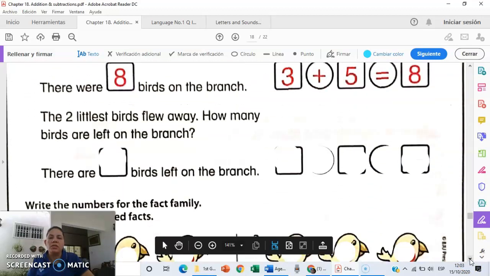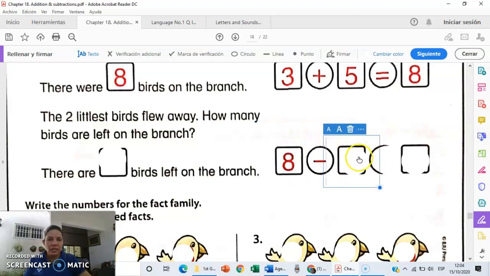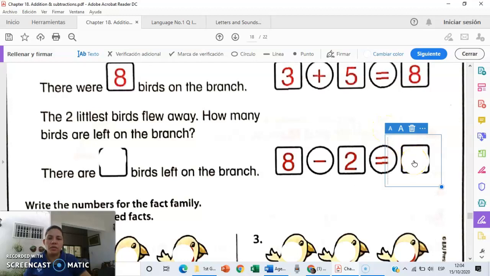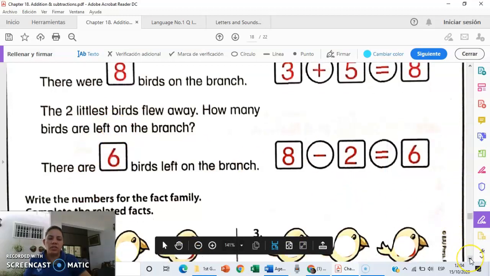There are 8 birds on the branch. Okay. So now 2 little birds flew away. So you got 8, and then 2 left. So how much do you have now? Okay, you start with 8 minus 2. 8 minus 2 equals 6. Good job. So there are 6 birds left on the branch.